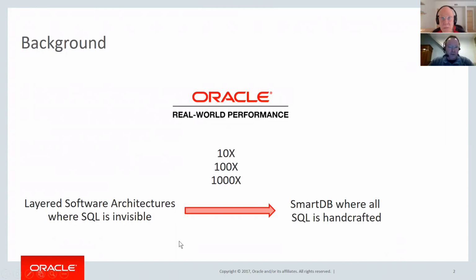And very often this involves a move from something that's been built in a layered software architecture, where SQL is invisible to the developers, since all the SQL is being generated by frameworks, moving that to a SmartDB architecture where the SQL is handcrafted. That's when you get these orders of performance gain, and I'm sure others in the call or not in the call have had similar experiences.